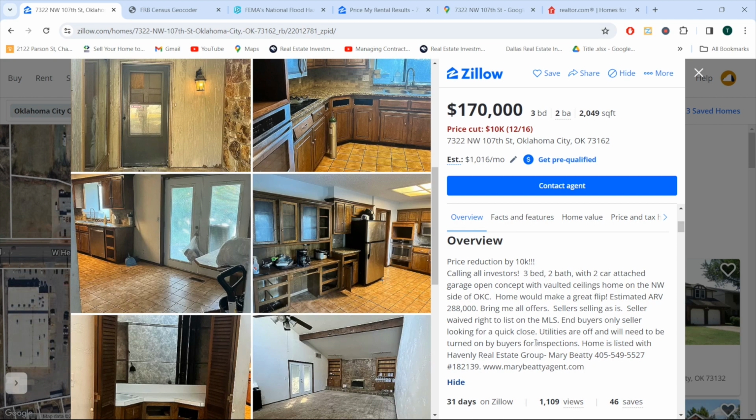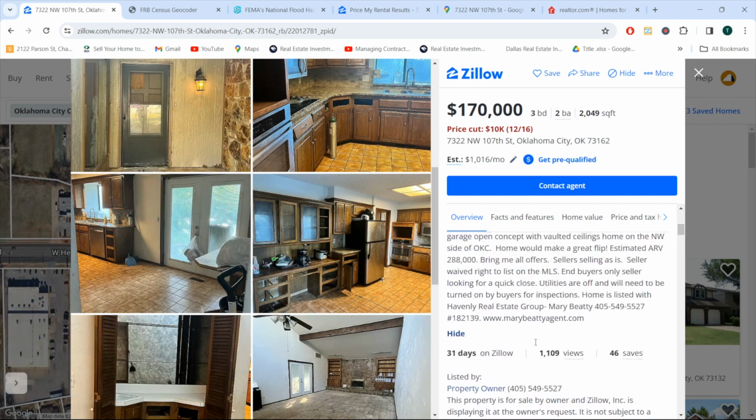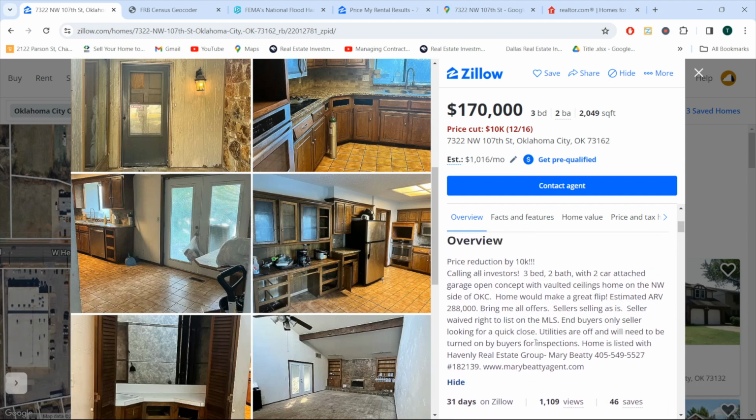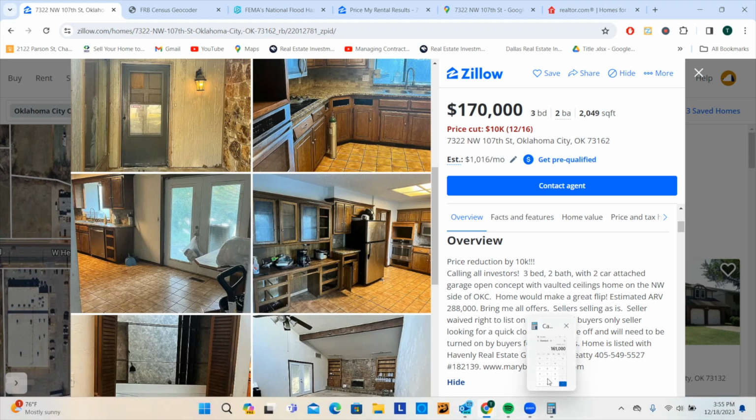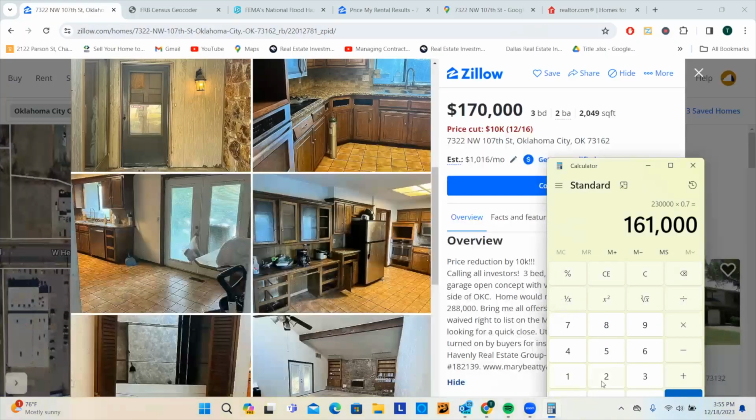This is the stuff that I always talk about. You don't want to be that real estate agent who's an idiot, showing incompetence by saying that the ARV is 288. If it was 288 at 170, it would have sold by now, but it's not 288. It's 230, and we proved that by looking at comps. We just did.